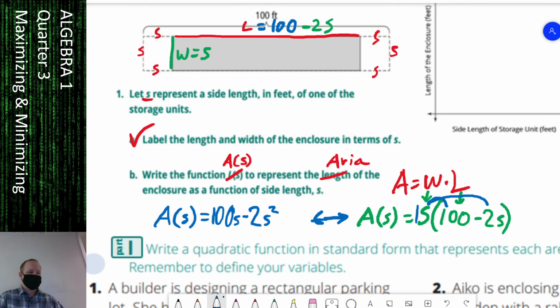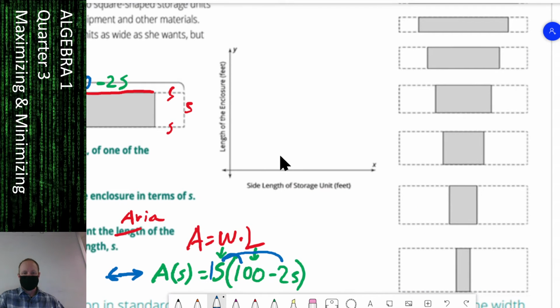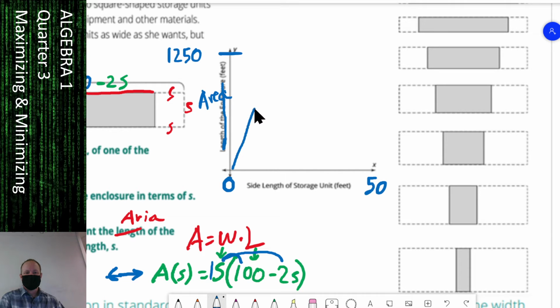So I'm going to go ahead and give myself, I've got my side length on the bottom going from 0 to 50. And here we're going to say this is the area. And the highest area was 1,250. And we'll go ahead and draw, as best you can, an upside down U shape that hits X at 0 and 50 and goes no higher than 1,250.